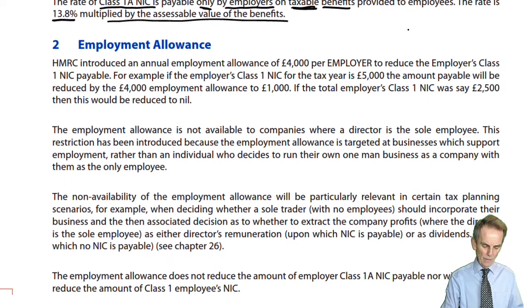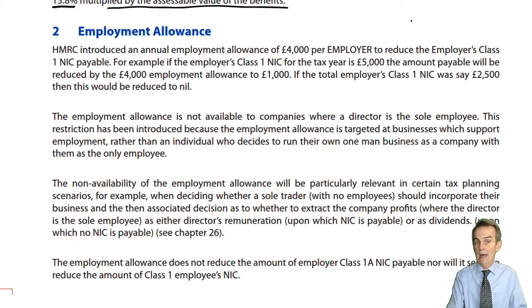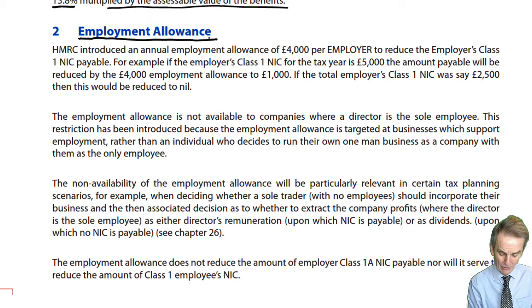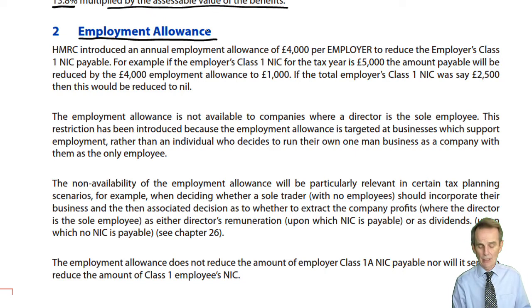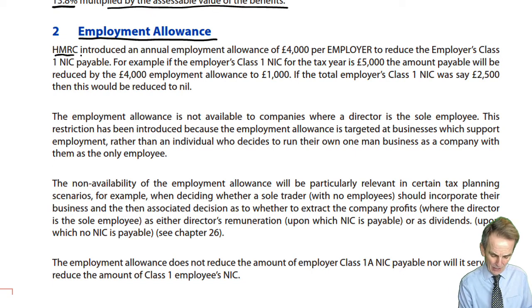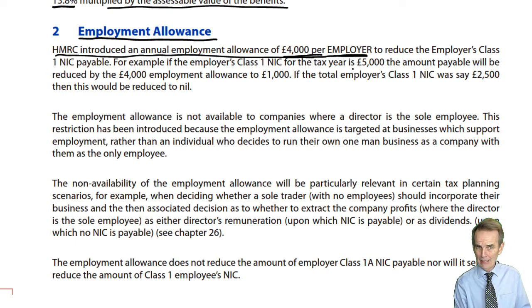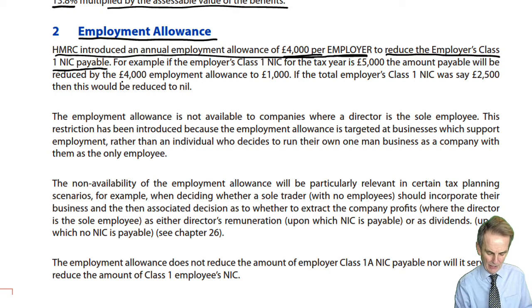Now, in relation to the Class 1 employer contributions paid by the employers, they do, in certain circumstances, get a benefit in relation to the otherwise amount of Class 1 employer contributions that they would have to have paid. It's in the form of an employment allowance. Again, a figure that you won't have to memorise. It's on your rates and allowances page. But HMRC introduced an annual employment allowance of £4,000, as it now is, per employer, not per employee, per employer, to reduce the employer's Class 1 NIC payable.